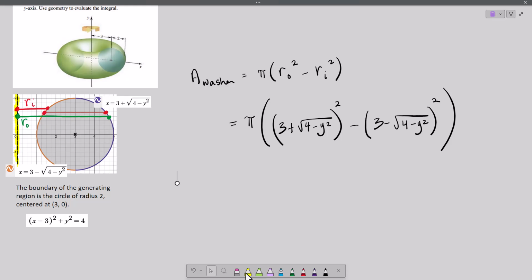So before Thursday, see if you can simplify this and then you just integrate it to get the volume. And you can use some symmetry. We certainly see that the symmetry here is pretty obvious.